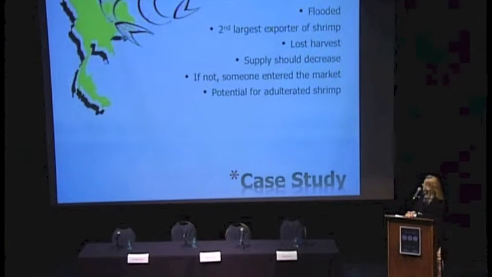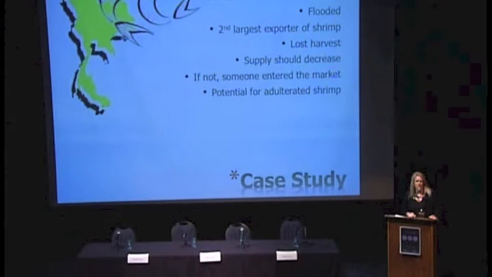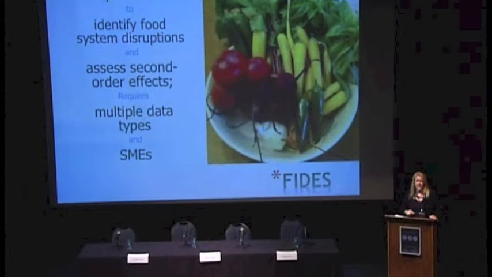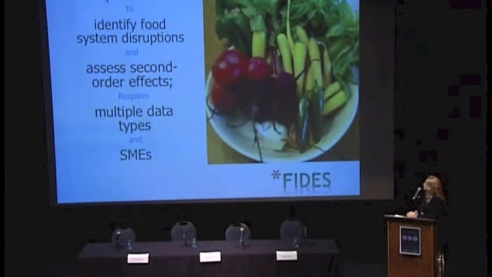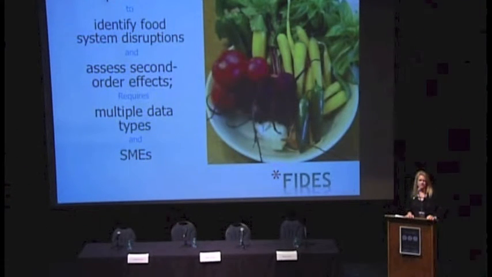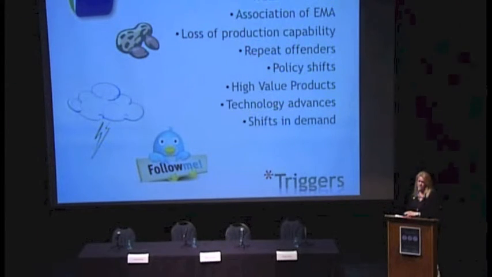In 2011, Thailand flooded. They were the second largest exporters of shrimp. They lost most of their harvest. We know that their supply on the global market should drop. It didn't. Somebody entered the market. I can go to regulators, and I can go to companies and say, we need to inspect more shrimp. FIDES is a systematic process that allows us to identify food system disruption and assess second-order effects from disasters. But we need multiple types of data and experts to look at it.